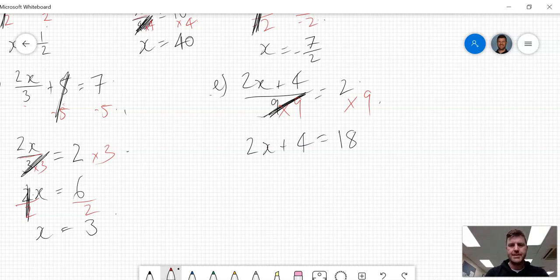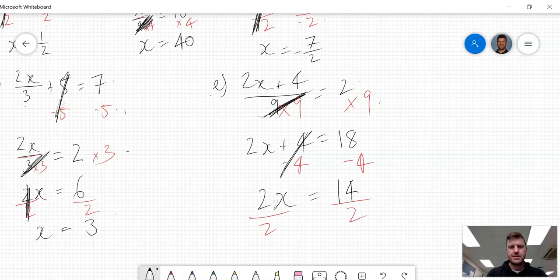Okay, next step. You guessed it, get rid of that 4, subtract 4 from both sides. I'm left with 2x equals 14. And to get rid of the 2, again the operation happening between the 2 and the x is multiply. Opposite of multiply is to divide. Divide by 2 on both sides. x equals 14 divided by 2, which is 7.